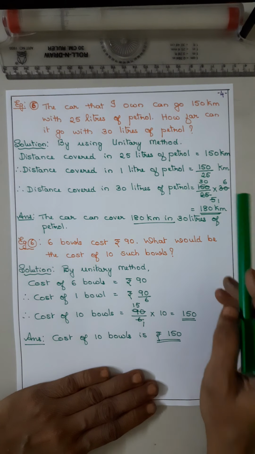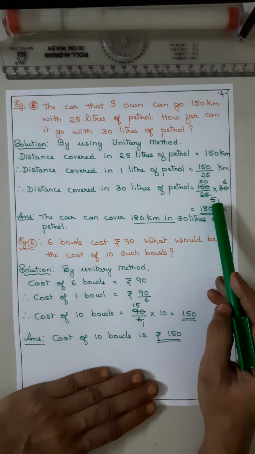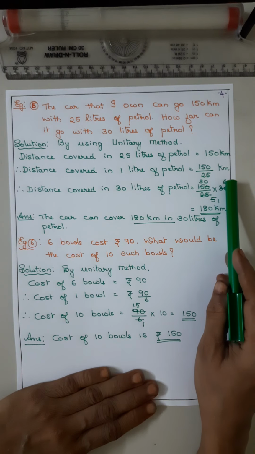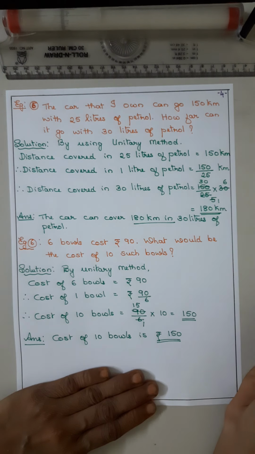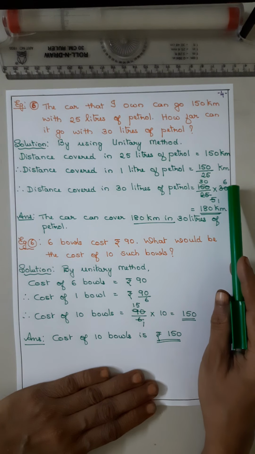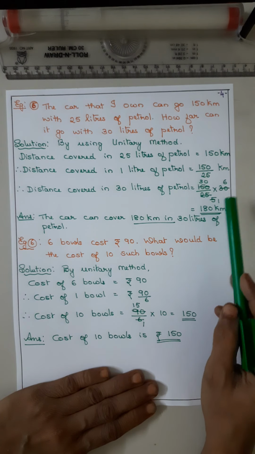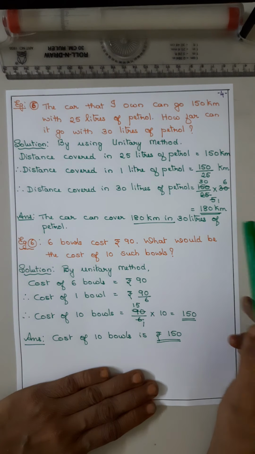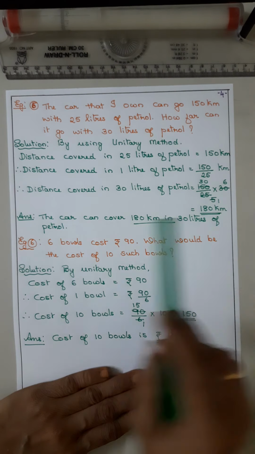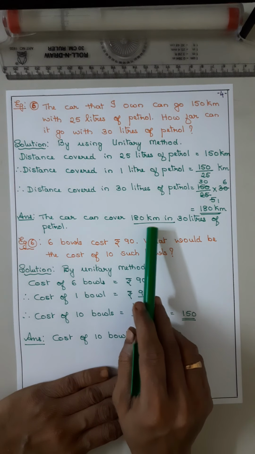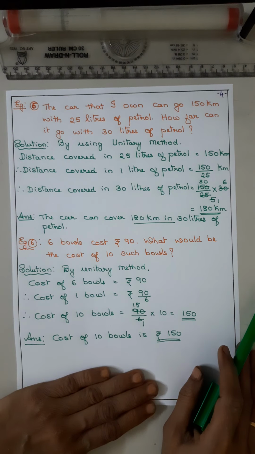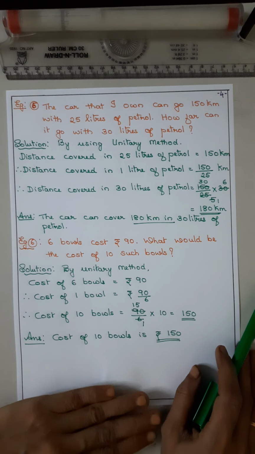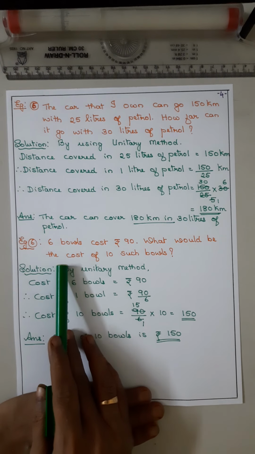Now cancel. It is 5 5s are 25, 5 6s are 30, 5 1s are 5, 5 3s are 15, 5 zeros are. So you got 30 and 6. 30 6s are 6 zeros are 0, 6 3s are 18. That is 180 kilometers. So the car can cover 180 kilometers in 30 liters of petrol. Is it clear? Now coming to example 6.